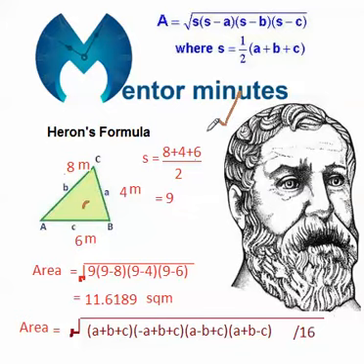To find the area of a triangle, we have to first calculate the semi-perimeter. What is semi-perimeter? Semi means half. So here, the total perimeter is A plus B plus C. It means 8 plus 6 plus 4, and the semi of that means divided by 2. So we will come to know S. Here it is. So the value of S is 9.